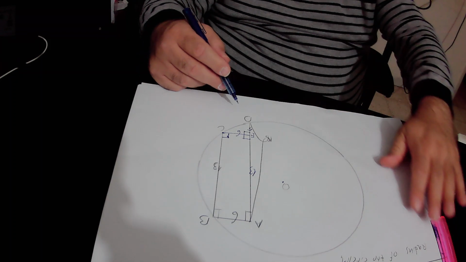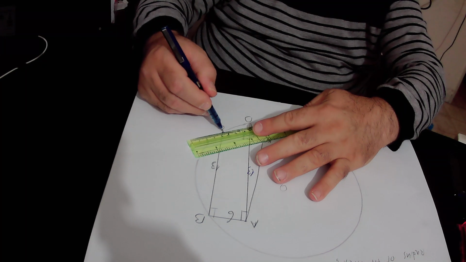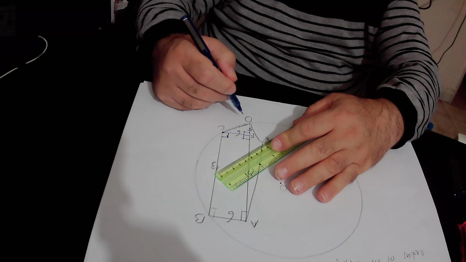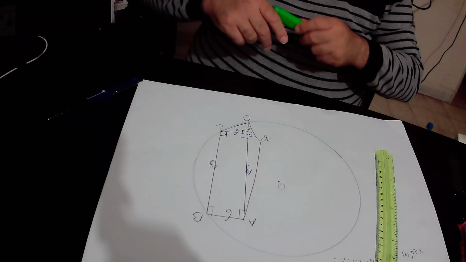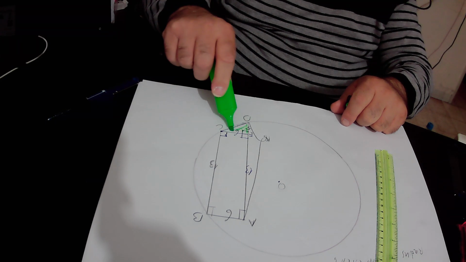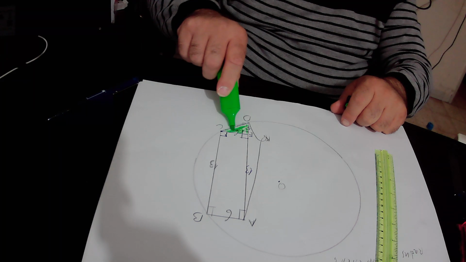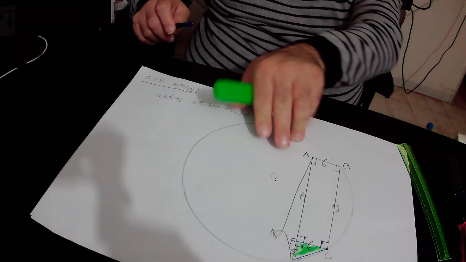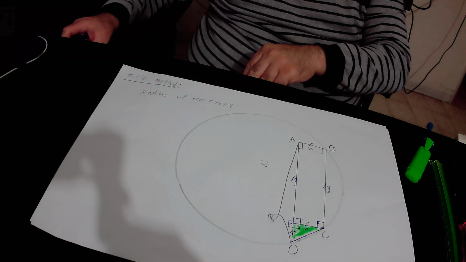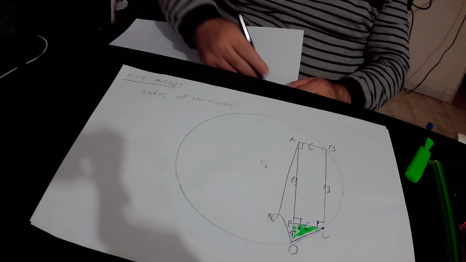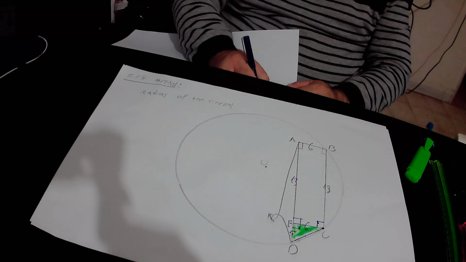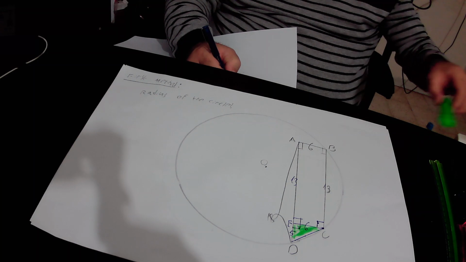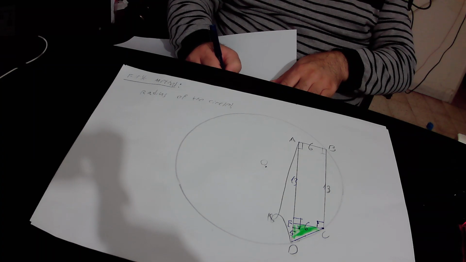In the next step, we will join points D and C together by a straight line. By joining points D and C, we created the small green right triangle EDC. In the next step, we'll apply the Pythagoras theorem in the small green right triangle EDC. According to the Pythagoras theorem, in any right triangle, the square of the hypotenuse equals the sum of the squares of the perpendicular sides.